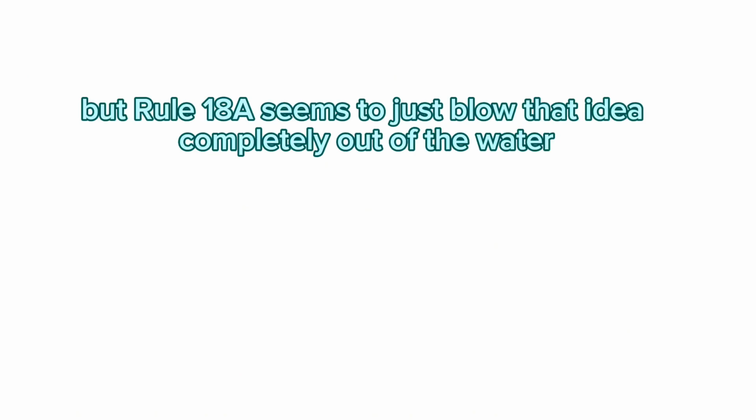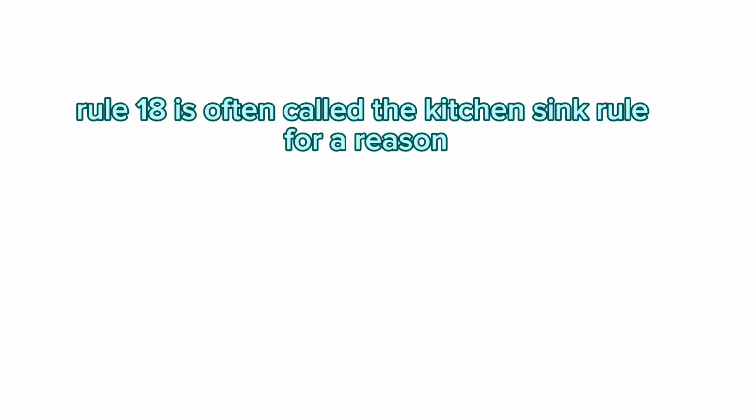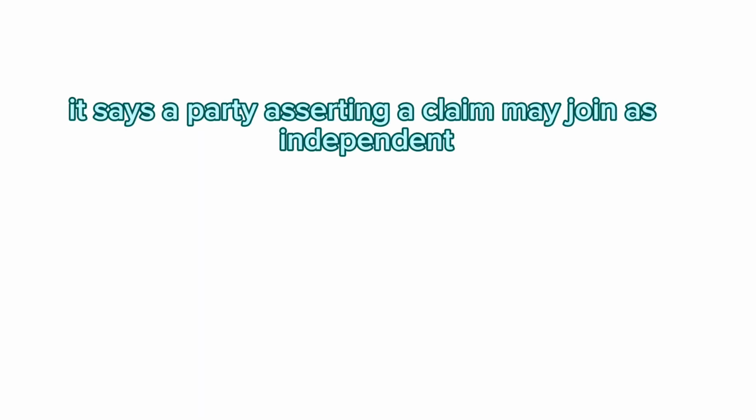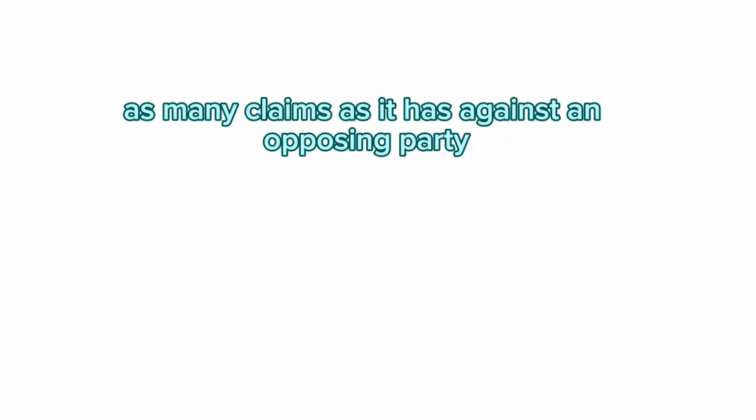Right. But Rule 18a seems to just blow that idea completely out of the water. It really does. Rule 18 is often called the kitchen sink rule for a reason. The text is incredibly permissive. It says a party asserting a claim may join as independent or alternative claims as many claims as it has against an opposing party. As many as it has. That phrasing is just wild to me.